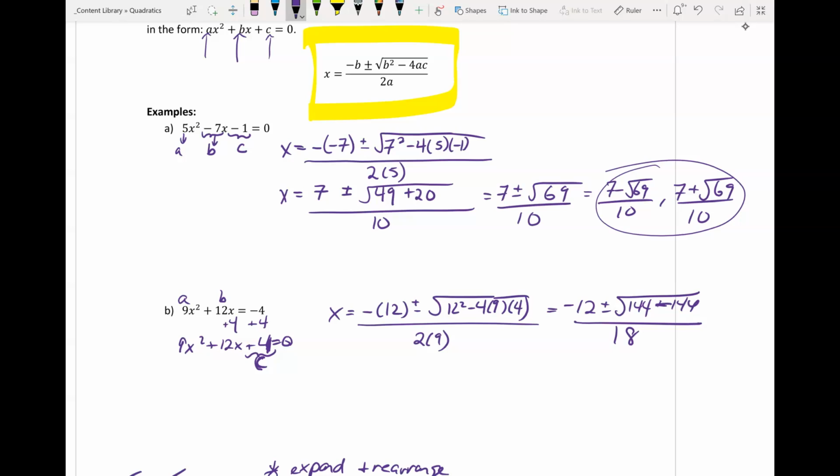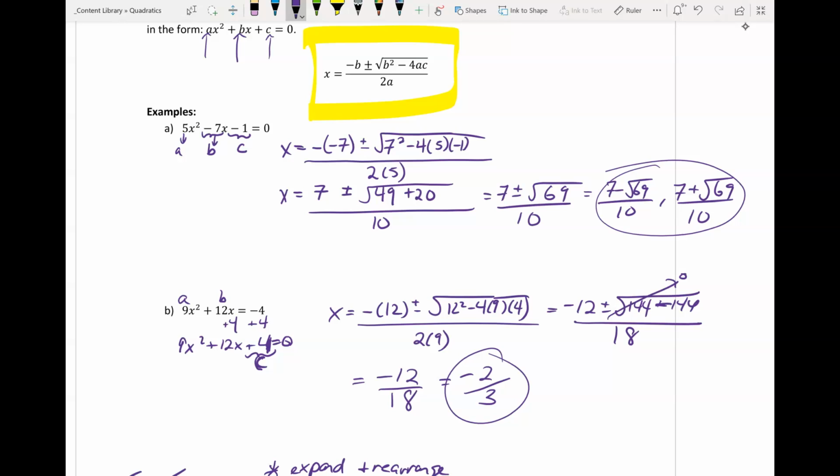So 144 minus 144, that means this whole term is just gone. And we're left with negative 12 over 18. So there's only one answer for this one. We can simplify this fraction, and that's negative 2 over 3. And then we are done. So you can have two answers, you can have one answer, you can even have no solution, so 0. And we're going to do that later on.